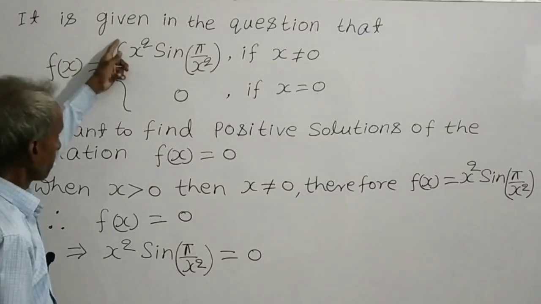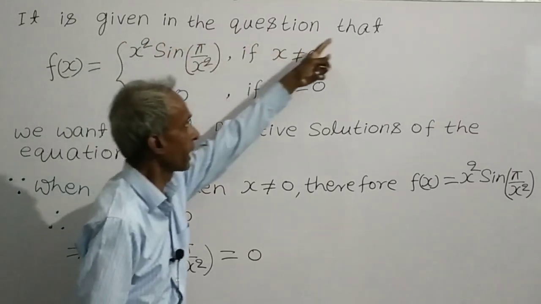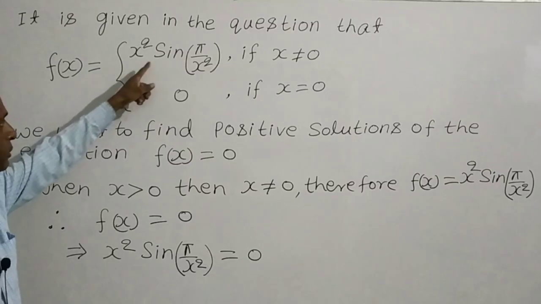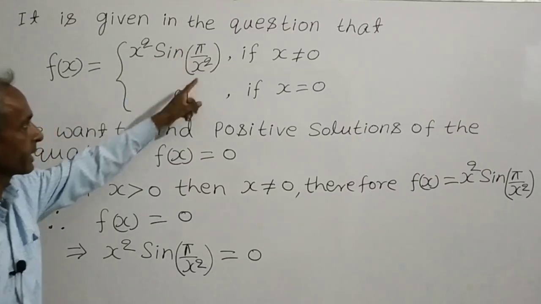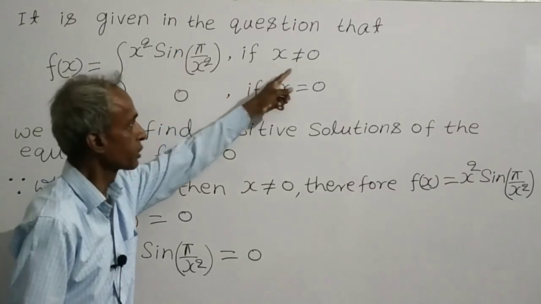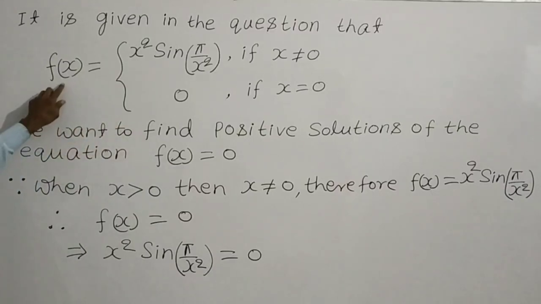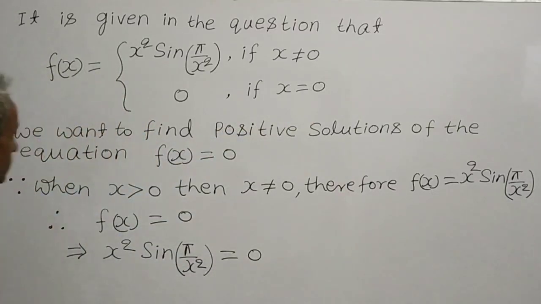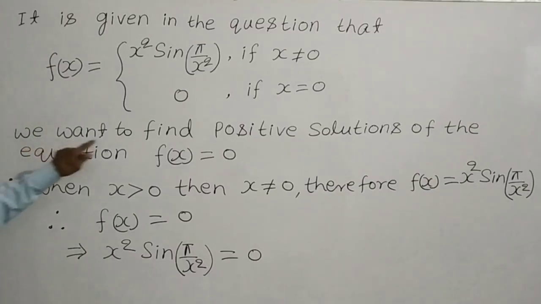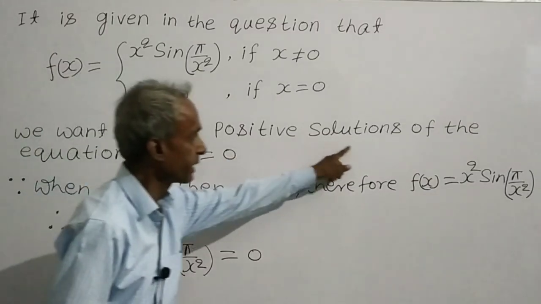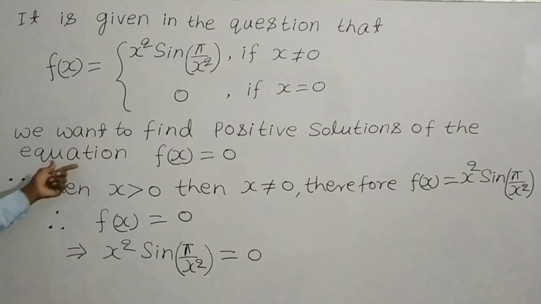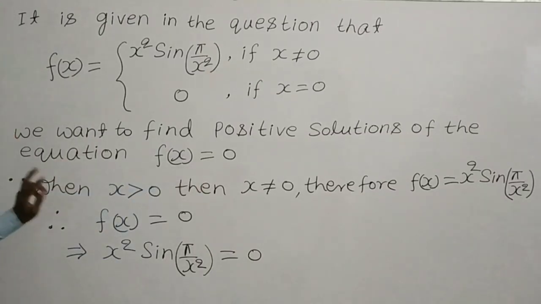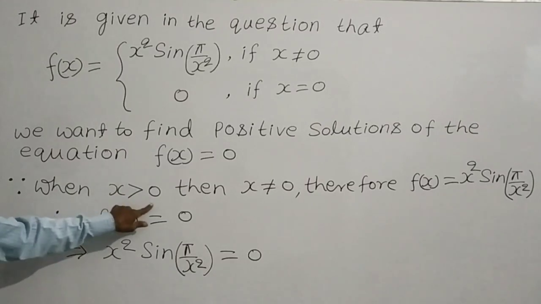It is given in the question that f(x) is equal to x square sin(pi by x square) when x is not equal to 0, and f(x) is equal to 0 when x is equal to 0. We want to find the positive solution of the equation f(x) is equal to 0 when x is positive.